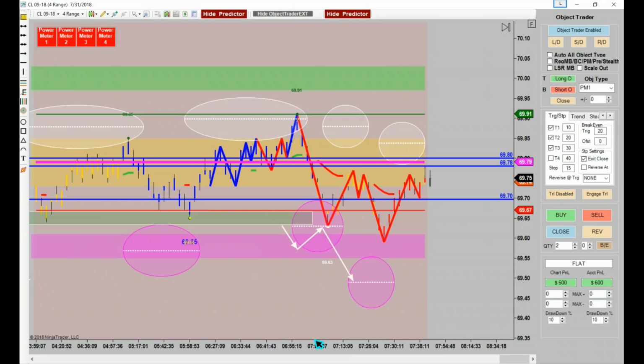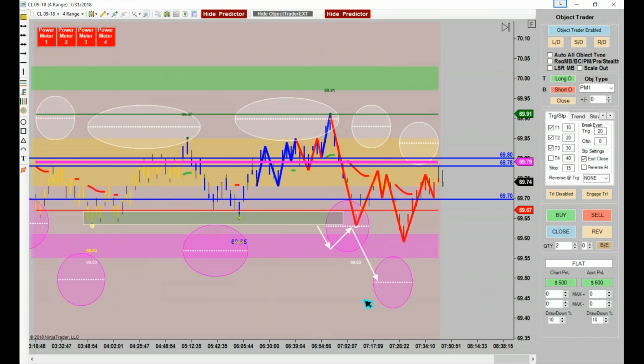Now we are going to add the phantom trade to NinjaTrader 7, but I don't think we're going to be adding other things to NinjaTrader 7. Object Trader is pretty much complete, with everything we want done to it. I think we're good to go on it.